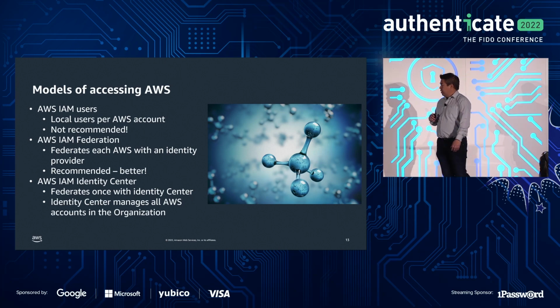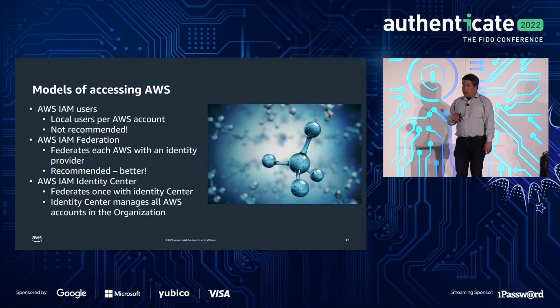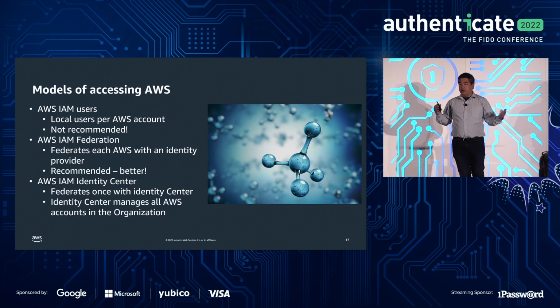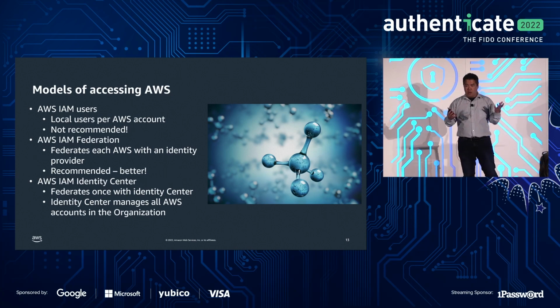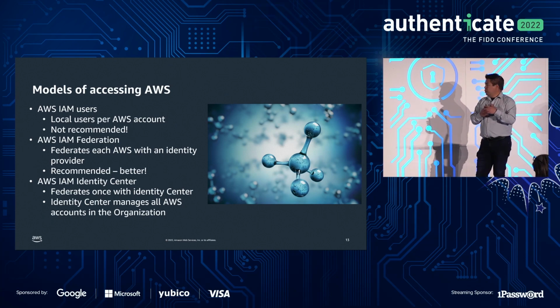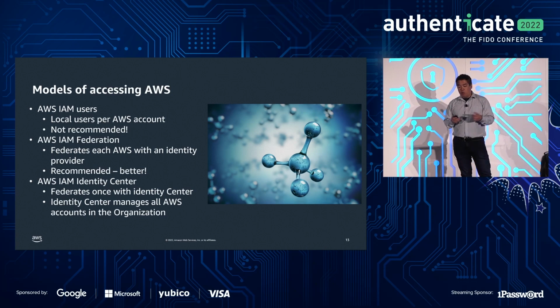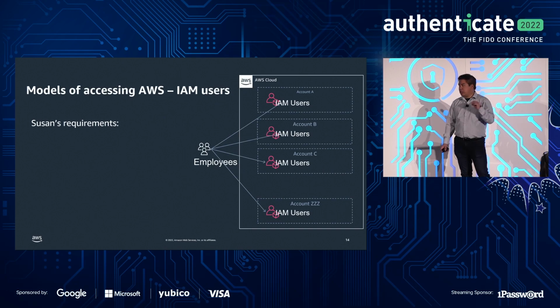And then the last one is AWS IAM Identity Center. This is the ability for you to federate just once, and then it becomes a hub. And it allows you to manage all your federations in one place. And we're going to go into a lot more details on that. So let's step through here. I'm going to go through each of those three models.